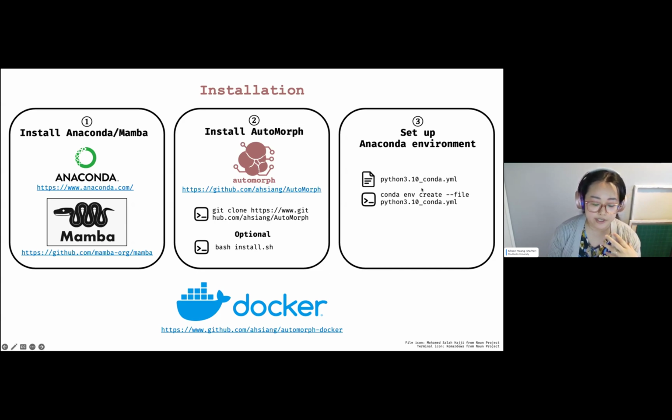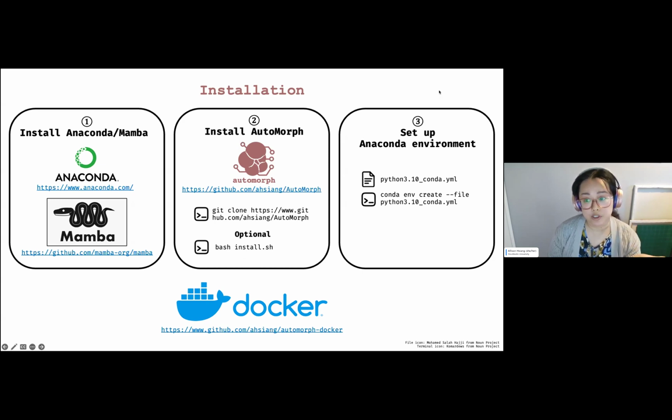This YAML file basically contains the list of all the packages that you need to run AutoMorph. So when you create your conda environment, you can just give it this file and then it'll automatically download all the appropriate packages and set that all up for you. So you should theoretically be able to install everything you need with these 3 steps. But of course, package management with Python is always kind of a, you can always run into surprises.